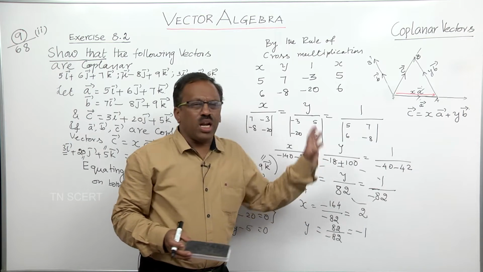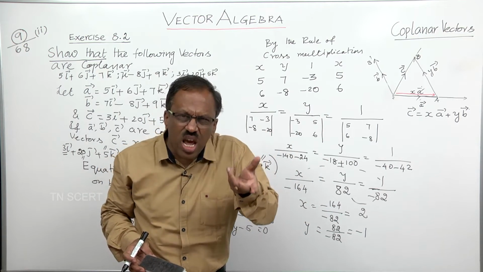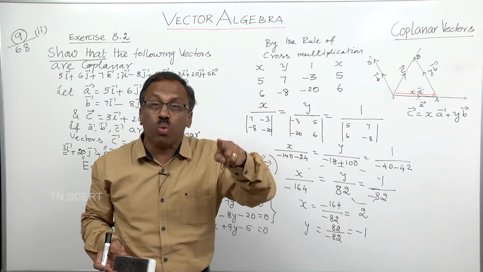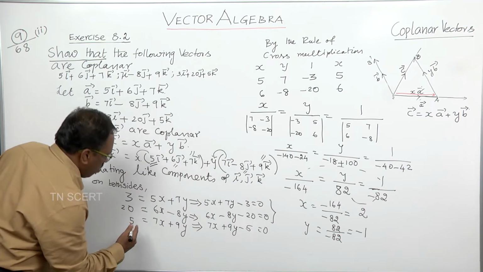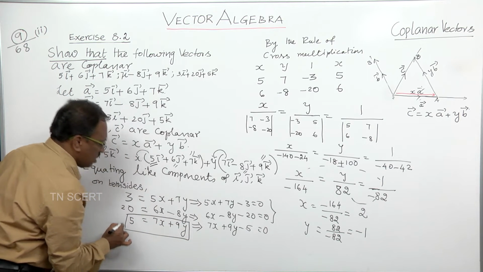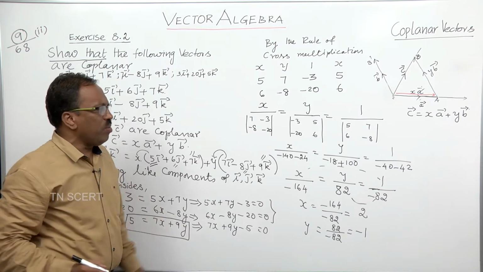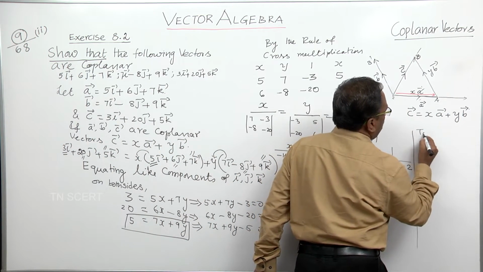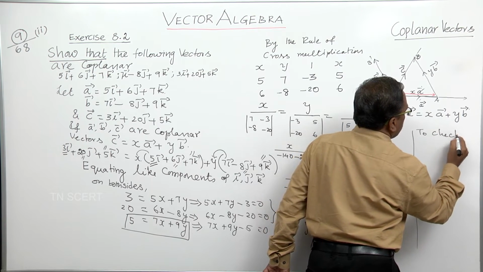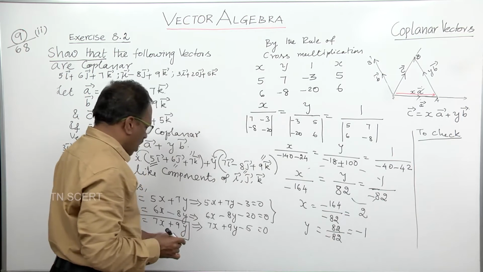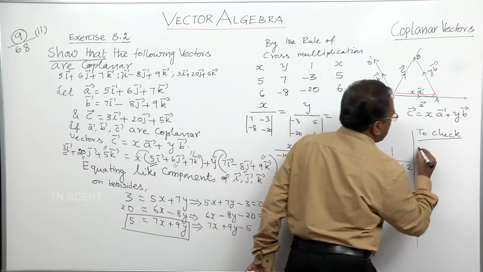So, whether it is correct or not, let us take these 2 values as x and y to check with the last term. What is the last term? The term is 7x plus 9y. To check whether it is coplanar or not, we can take the last equation, 7x plus 9y.